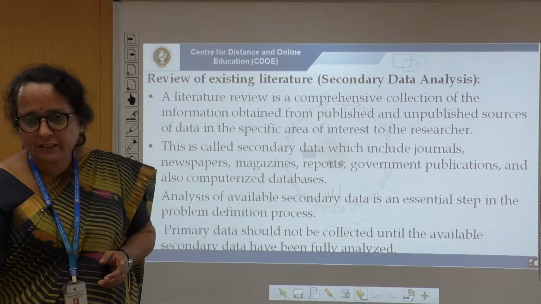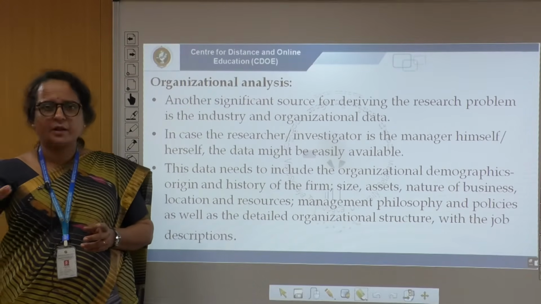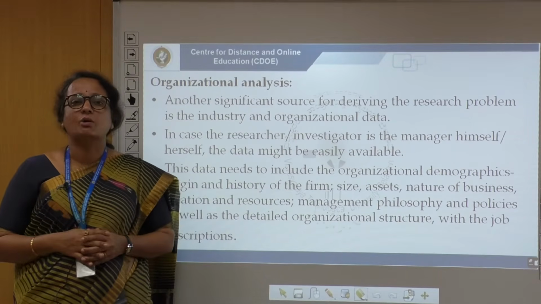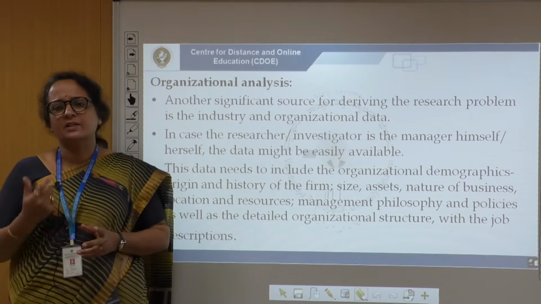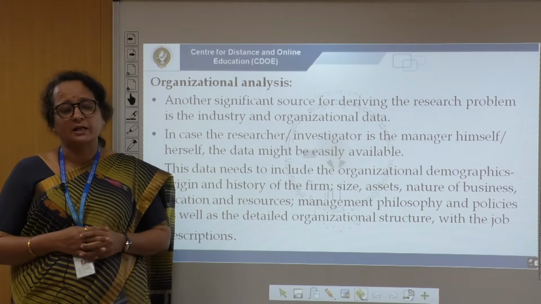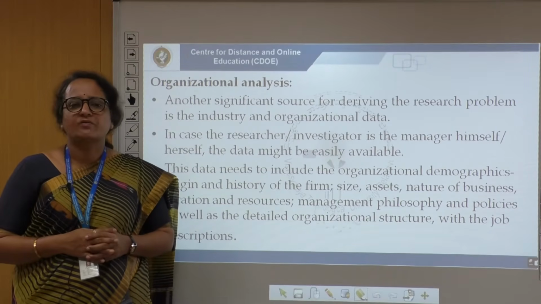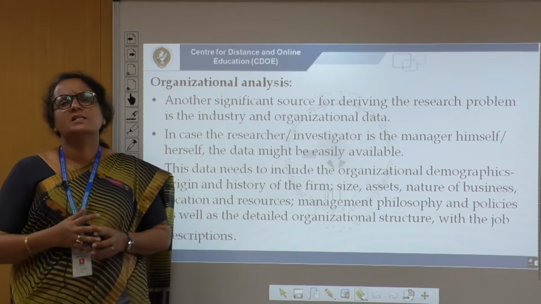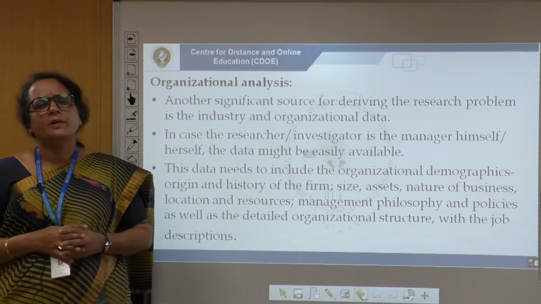So once the secondary data analysis is made, then the next step, to dig deeper into the research and the management decision problem, is what is called organizational analysis. Organizational analysis is another significant source of deriving the research problem: collecting industry data and organizational data. For example, as I've said, if the problem faced by the decision maker is declining sales, then the sales information from different areas will be gathered.